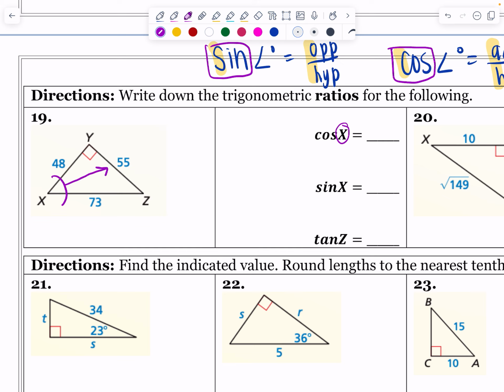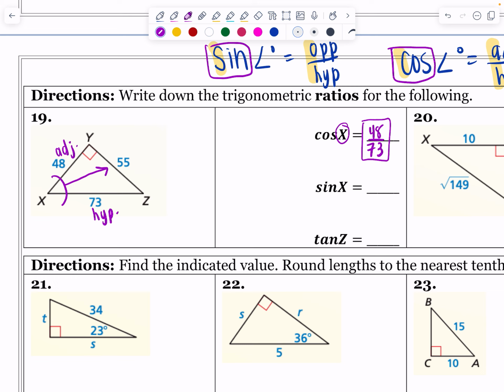There's my opposite is 55. So from x, adjacent is going to be 48. Hypotenuse is going to be 73. So that's going to be 48 over 73. And I believe that that is fully simplified. You could type it in your calculator to see, but that is a fully simplified fraction.